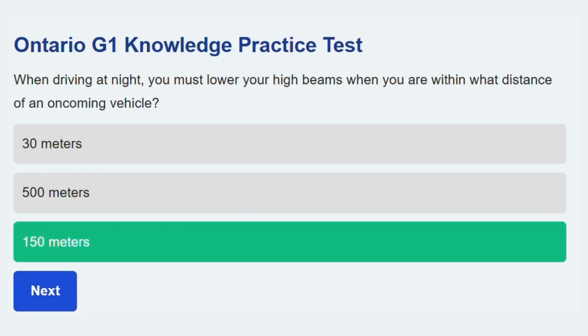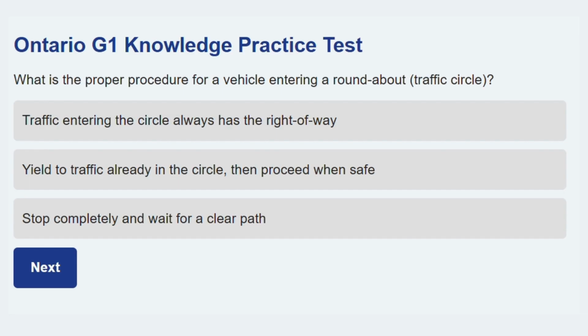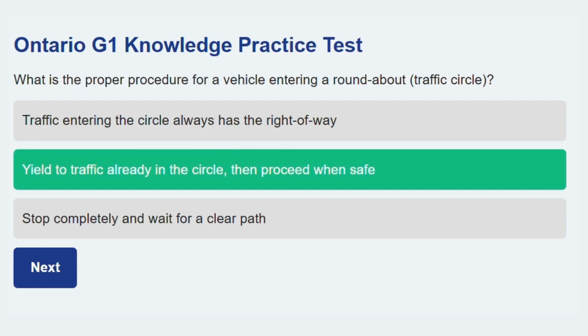Time for the next question. What is the proper procedure for a vehicle entering a roundabout? Traffic circle. Yield to traffic already in the circle, then proceed when safe. Traffic already in the roundabout has the right of way.